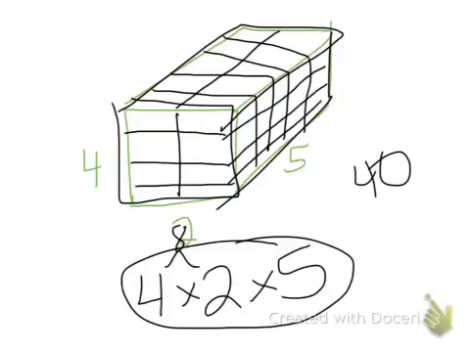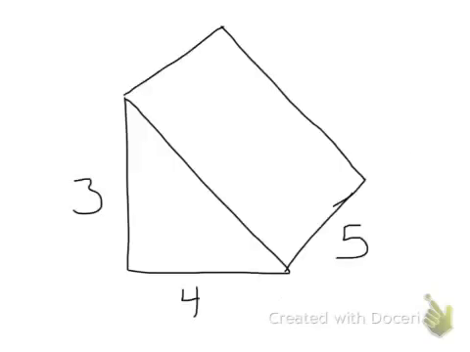Now the next one I'm going to show you is triangular prisms. This you're not going to be tested on, but I want you to know how to do this. So if we have a triangular prism, and it's 3 by 4 by 5, well, the first thing we need to do is figure out what is the area of this face.